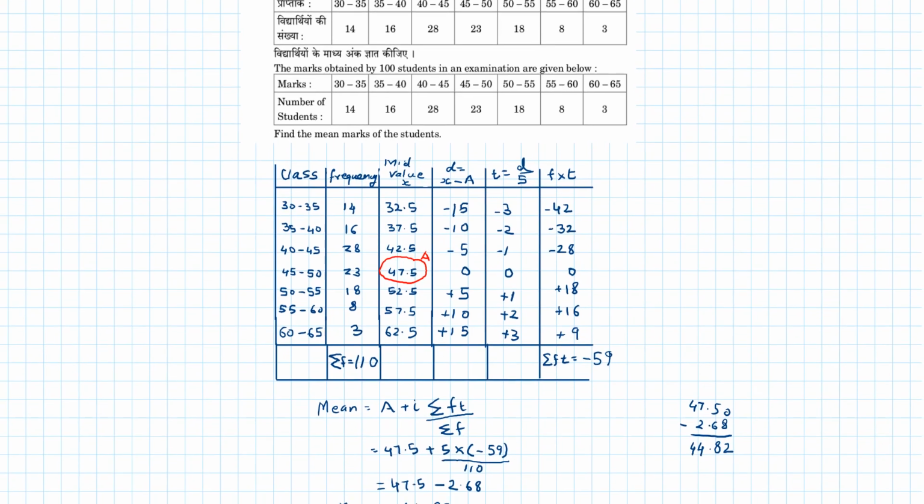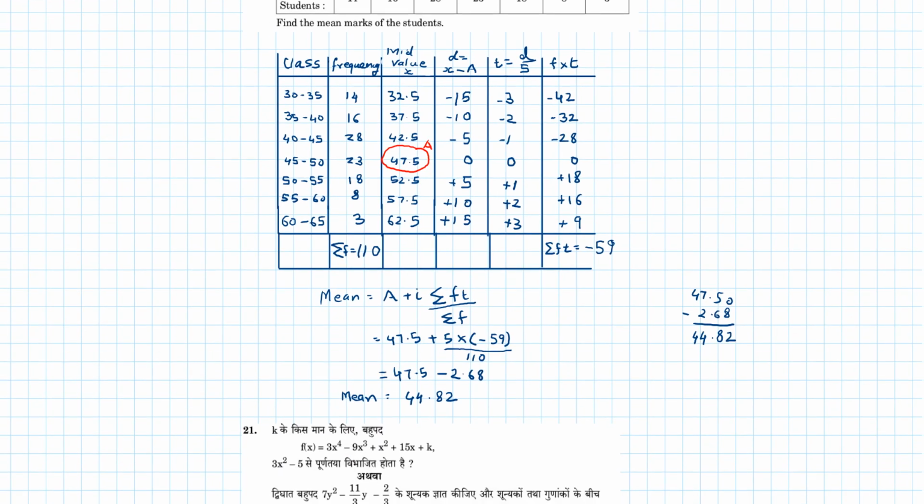Here is the sum of the frequency and here is the sum of the product of F and T, that becomes minus 59. The formula for finding the mean is A, that is our middle value, plus I, that is class width, into sigma, that is sum of ft, divided by sum of frequency. So substitute करने पे क्या आता है, 47.5 plus 5 into minus 59 divided by 110 and we get the mean value which is 44.82.